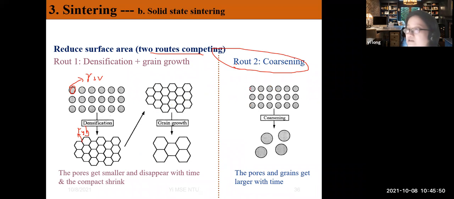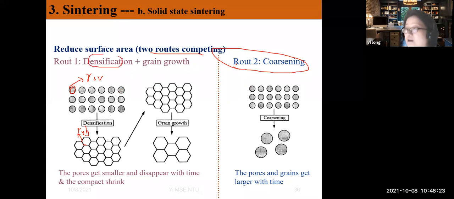The second case is that the small particles don't form grain boundaries. They become bigger and bigger. This one we call coarsening. So now I'm asking you, if you want very densified structures, do you go to route 1 or route 2? Which route is going to give you more densified structures? Route 1 or route 2? Correct, right? Thank you. Yes, correct. Route 1 gives you more densification.